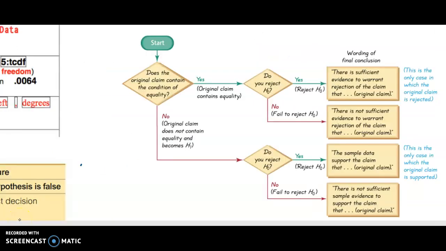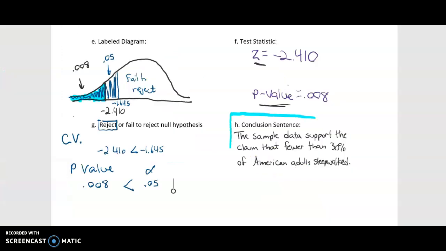Let's determine our conclusion. Our original claim did not include equality. It was p is less than 0.3. We did reject our null hypothesis. So our conclusion is going to take the form of the sample data support the claim. In conclusion, we can say the sample data support the claim that fewer than 30% of American adults sleepwalked.